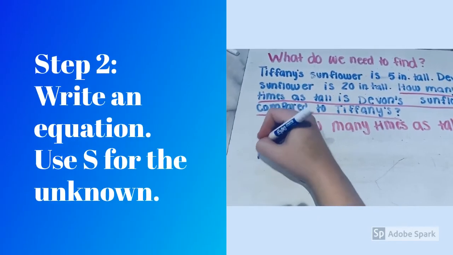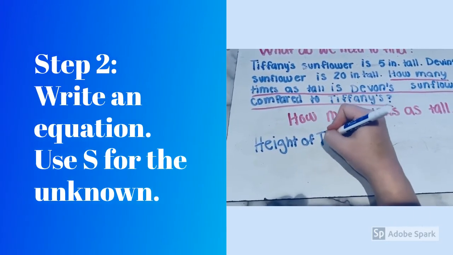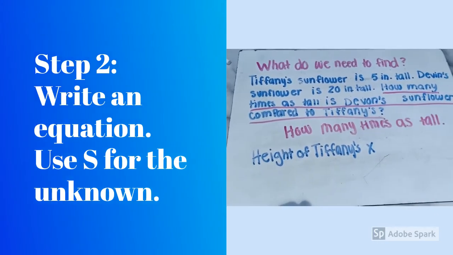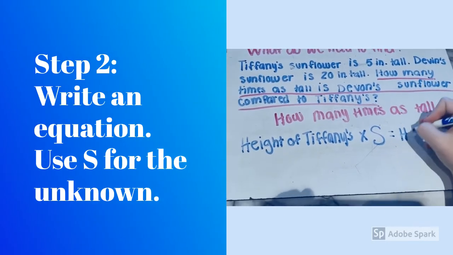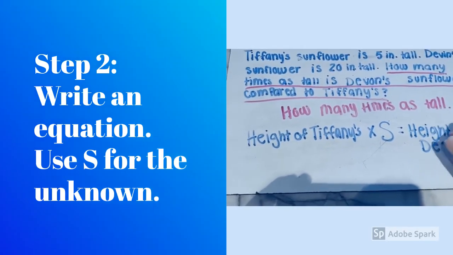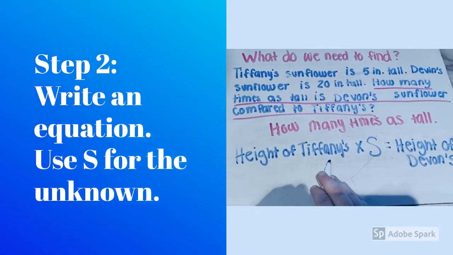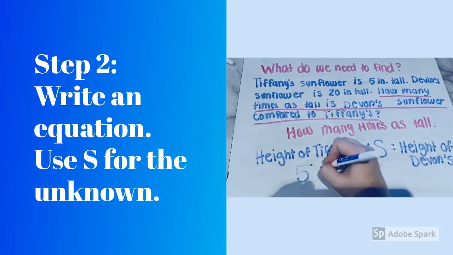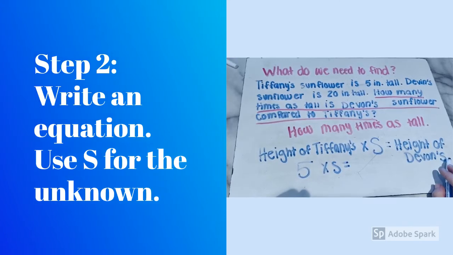Now I'm going to write an equation, and I'm going to use S as the unknown. My first part of the equation would be the height of Tiffany's sunflower. So I'm going to go ahead and write that. Then I would multiply it by however many times as tall. I don't know that, so I'll write S equals the height of Devin's sunflower, because Tiffany's times something equals Devin's. I'll plug in what I do know. I know the height of Tiffany's is 5 inches. I still do not know S, but I do know the height of Devin's is 20 inches.